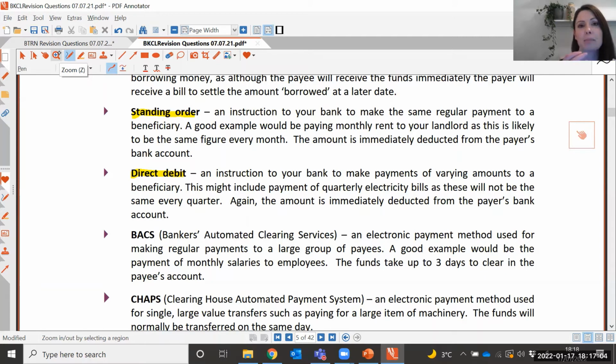So it could be something like a mobile phone contract. If you think about a mobile phone contract, you have your normal contract with them, however much that may be, and then on top of that, if you go over your call allowance or your data allowance, then your bill will go up. So it could change each month. Same with your electricity. So a direct debit is used for a varying amount.